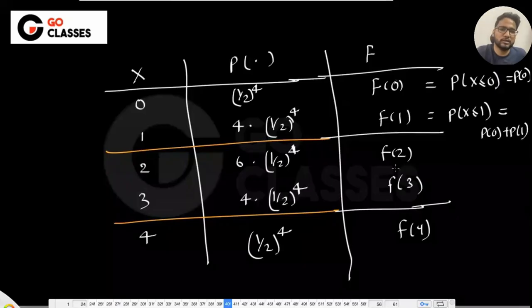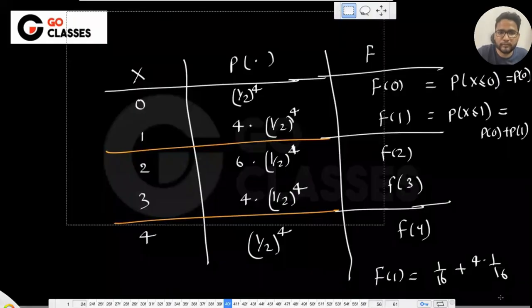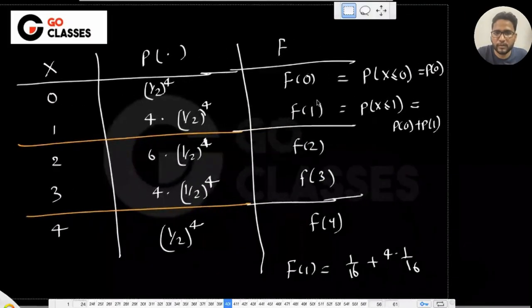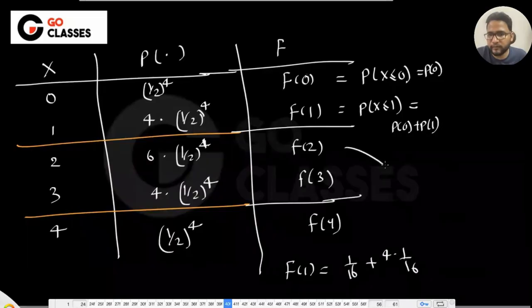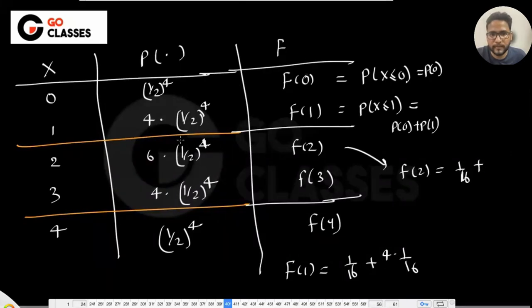Similarly, you can find out these, which means this F1, if you want to find out, F1 will be 1 by 16 plus 4 into 1 by 16. Okay. Now F2 will be, can you write the F2 here? Let me just write the F2 also. So F2 will be 1 by 16 plus 4 into 1 by 16 plus 6 into 1 by 16. Okay, this will be F2. Similarly, you can find F3 and F4. That's not very tough.